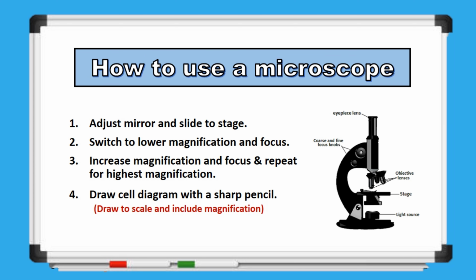To use a microscope, start by placing your specimen slide on the stage and adjusting the light source for proper illumination. Begin with the lowest power objective lens for a wider view, then use the coarse focus knob for rough focus, followed by the fine focus knob for clarity. If you need a closer look, switch to a higher power lens and refocus as necessary. Finally, create a detailed drawing of your observations, labeling it with the magnification used.